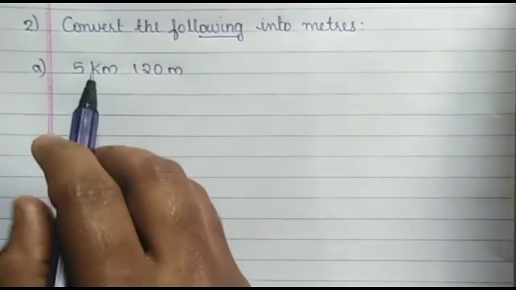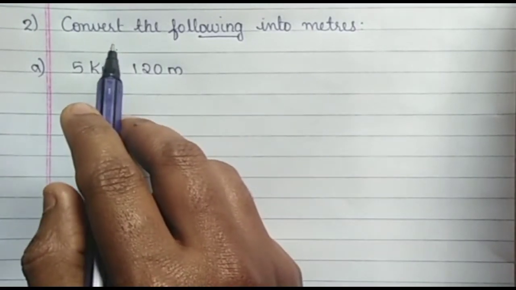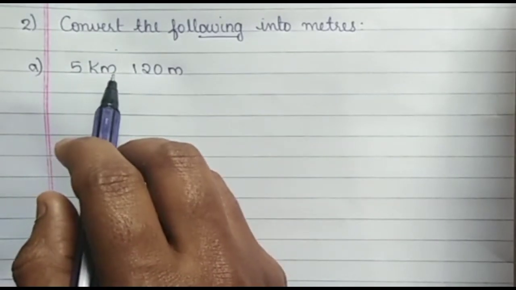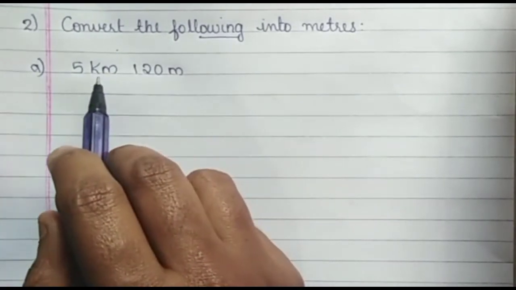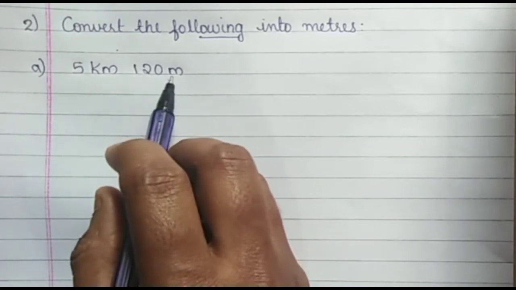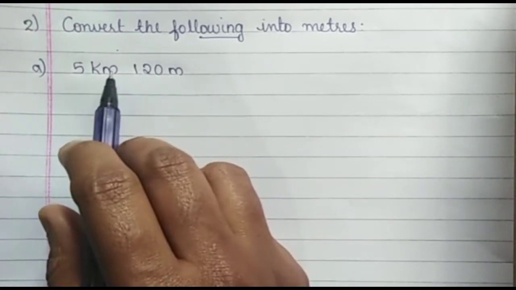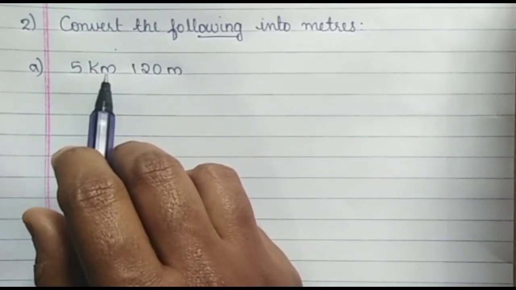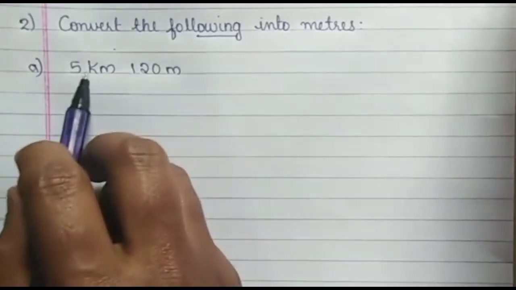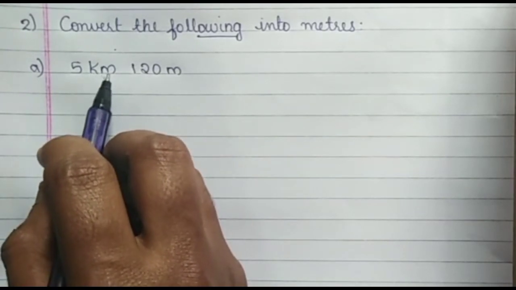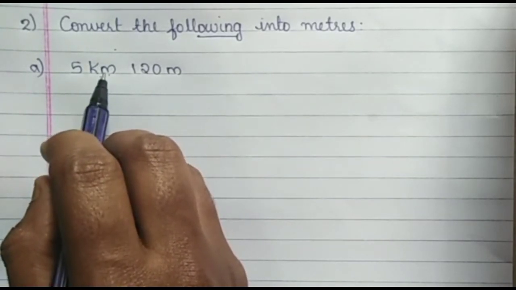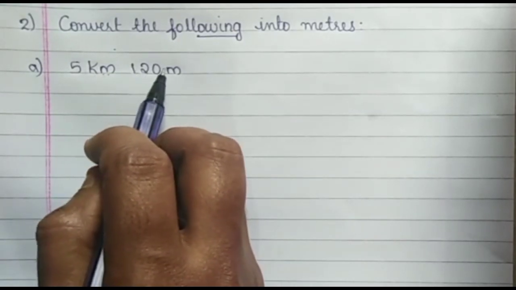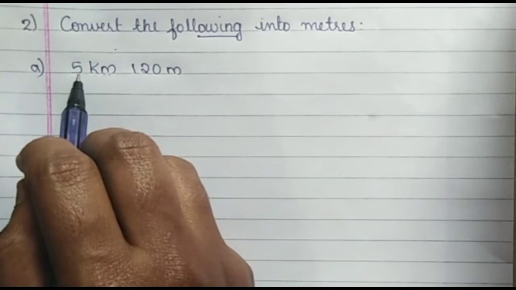Now we can learn to convert kilometers and meters into meters. Convert the following into meters. The question is 5 kilometers, 120 meters. Here one is given as kilometers and the other is given as meters. We should convert this into meters. To convert 5 kilometers, 120 meters into meters, first we should convert kilometers into meters. Here we have 5 kilometers. So first we should convert 5 kilometers into meters. Then we should add 120 meters to it.